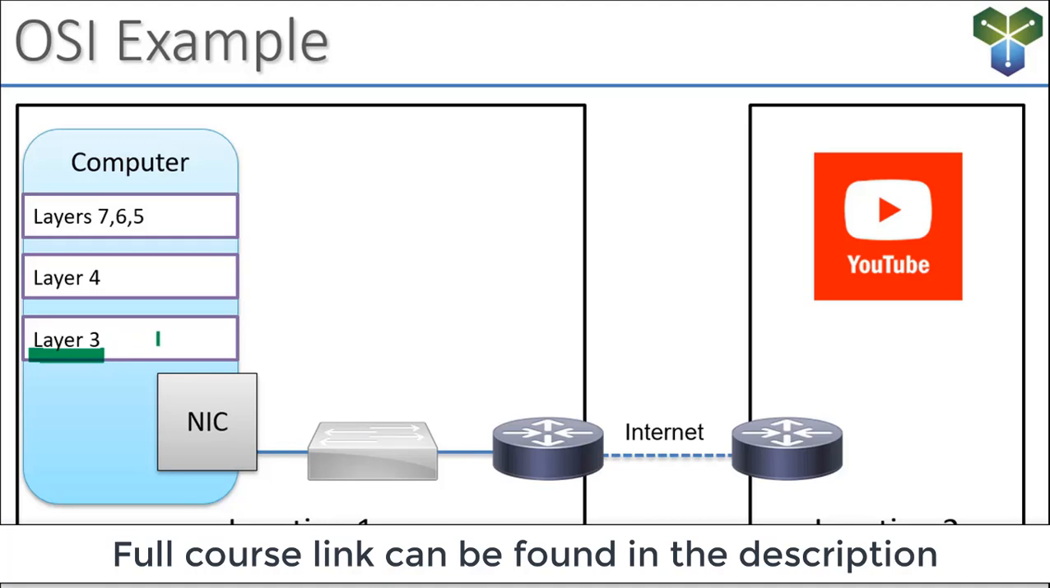Now we know, hey, this needs to go to a layer 3 device that's available somewhere on the internet. Maybe my computer doesn't know how to get there, but what it's going to have is something called a default gateway. It's going to have a router that it uses to send traffic to when it doesn't really know where to send it.